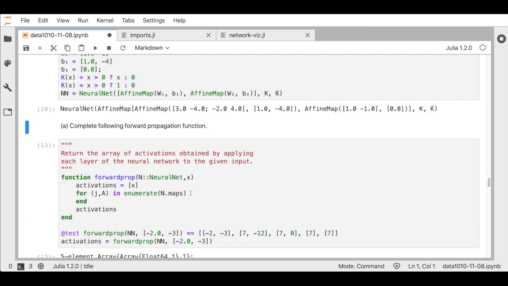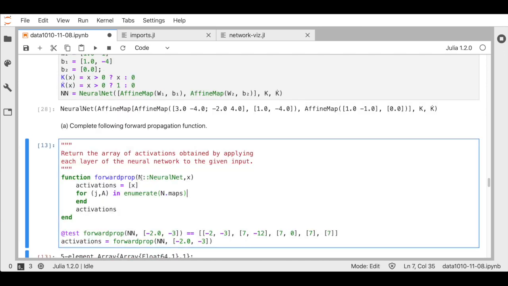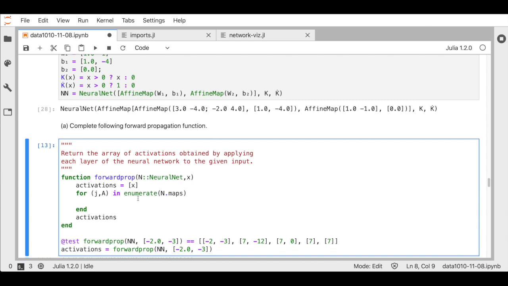That's our neural net. So we're asked to complete this forward propagation function. Activations is a common name to give to the values that are coming out of a neuron or out of a layer of neurons. And we'll start with an activation vector, which is just the original input. And what we're going to do is grow that vector of activation vectors. So we're going to loop through the maps.